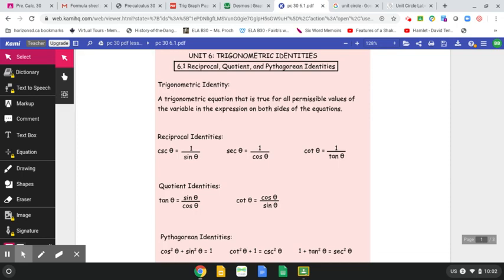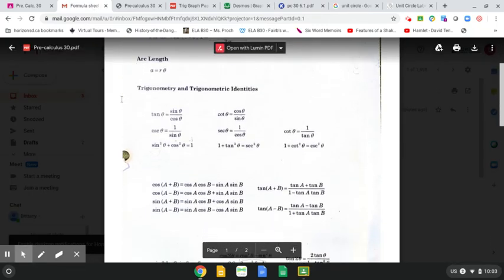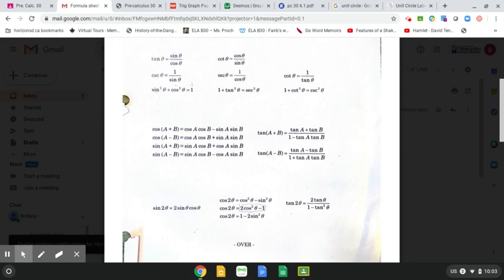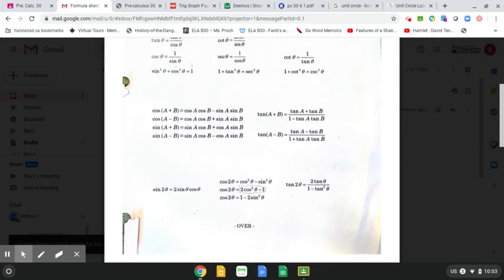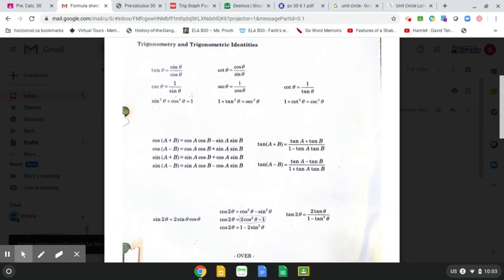What I have done for you is I uploaded into the classroom the formula sheet that you would normally get on a departmental. So this is what it looks like. If you haven't done so already, find this in the Google Classroom and print it off. We're mostly going to be using the section that says trigonometry and trigonometric identities. This whole section, there's a pile of stuff there. We are going to be using that.